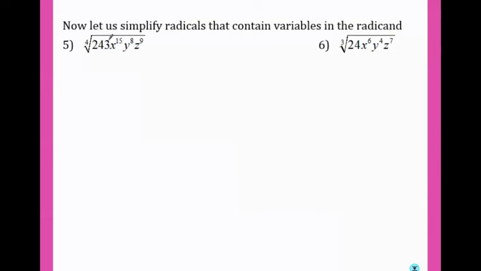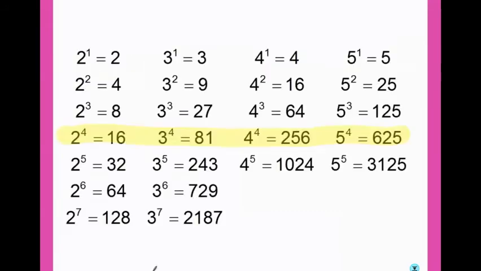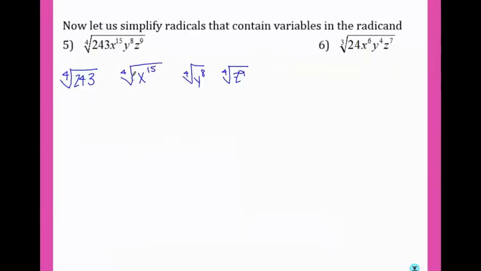So what I like to do is, we have a number, an x, a y, and a z. I like to separate them into each their own radical, and then we'll put them back together at the end. So we're dealing with fourth roots, and we want to simplify the fourth root of 243. So let's look back at our power table. 243 is divisible by which one of these fourth powers? 243 is divisible by 81. So I'm going to break it up into 81 and 3.